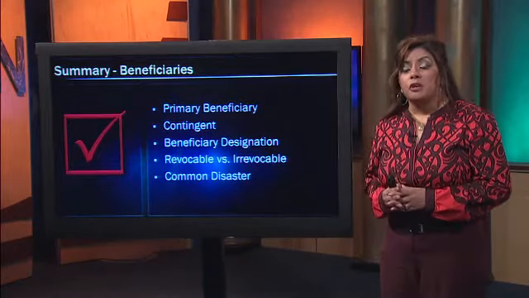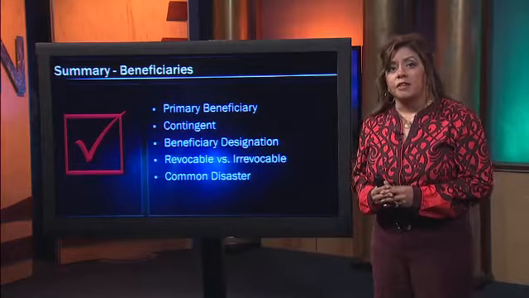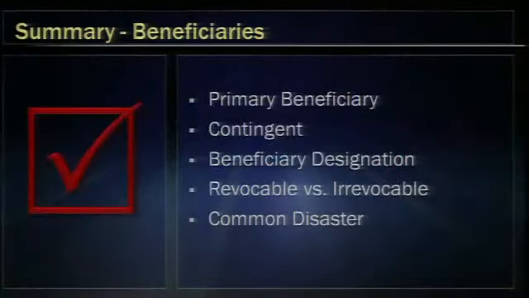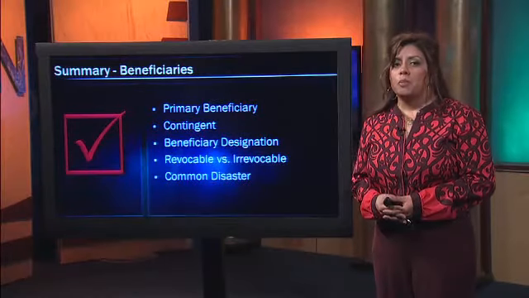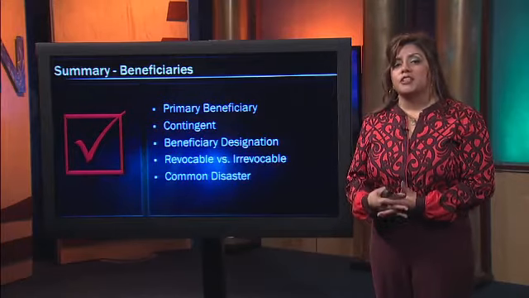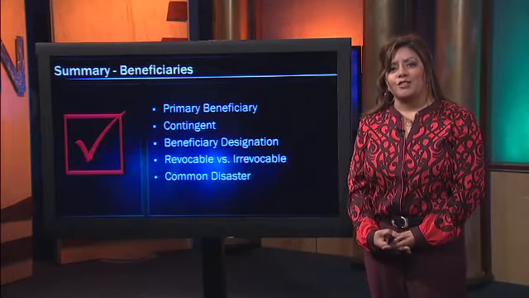So in summary, we've talked about the beneficiaries, which includes the primary beneficiary, which is the first person to receive the death proceeds, the contingent beneficiary, which has second claim to the proceeds, the various beneficiary designations, whether a beneficiary is revocable or irrevocable, and the common disaster clause. The purpose of the common disaster clause is to protect the intent of the policy owner.